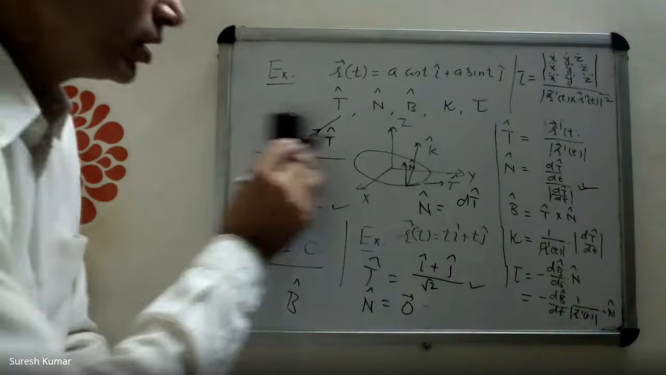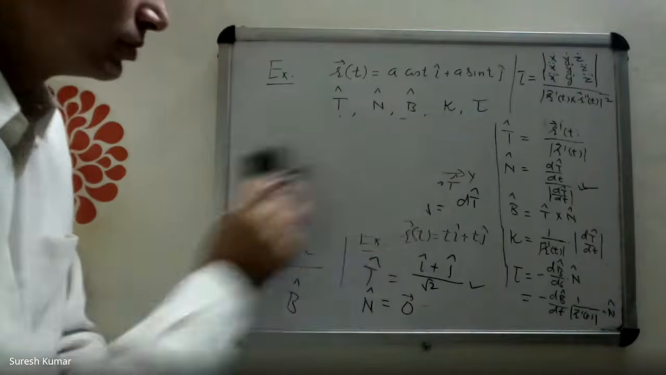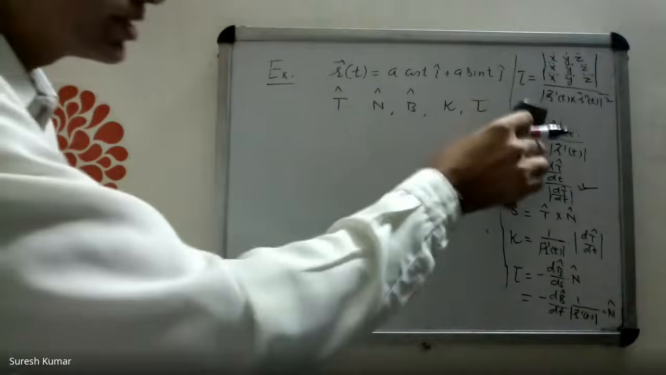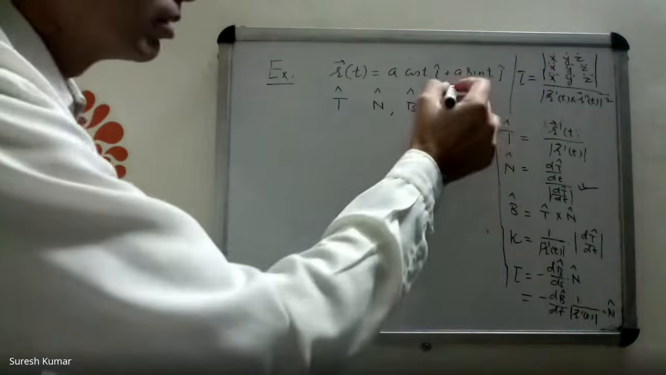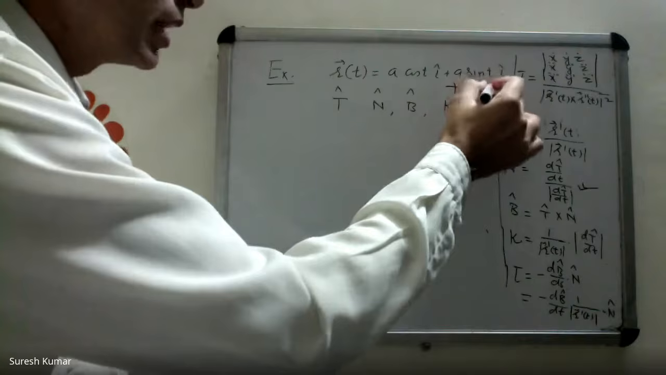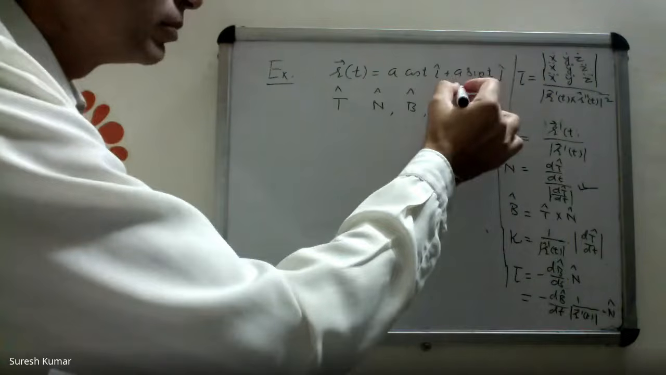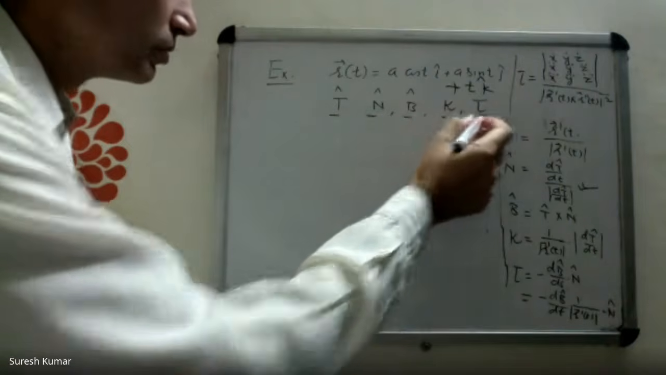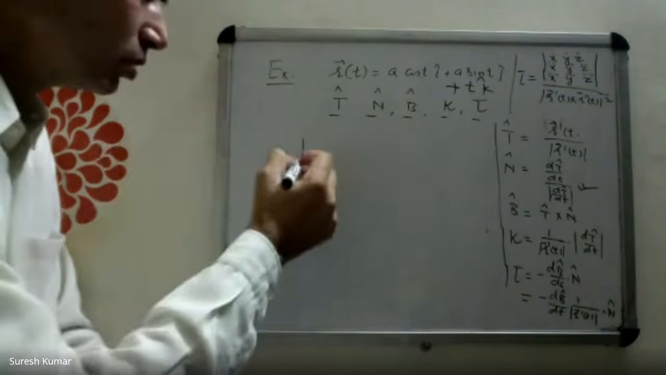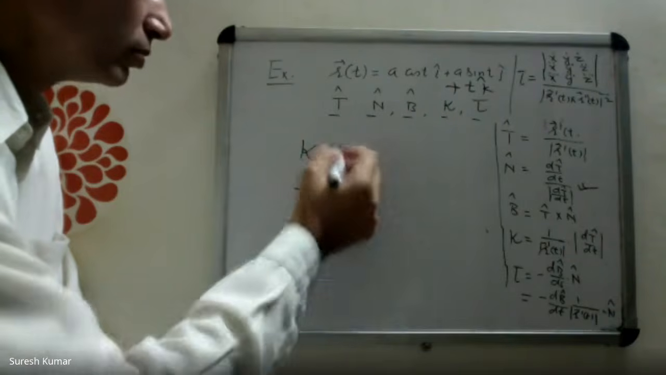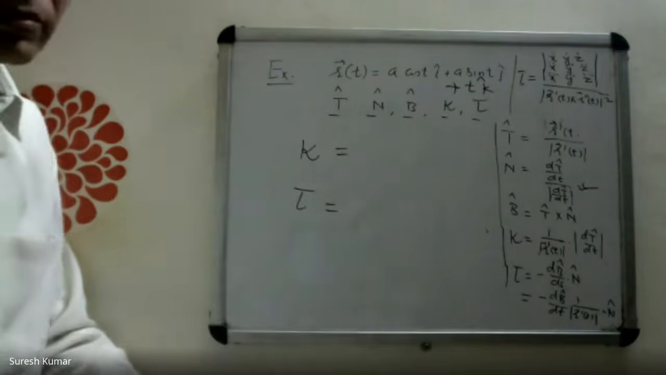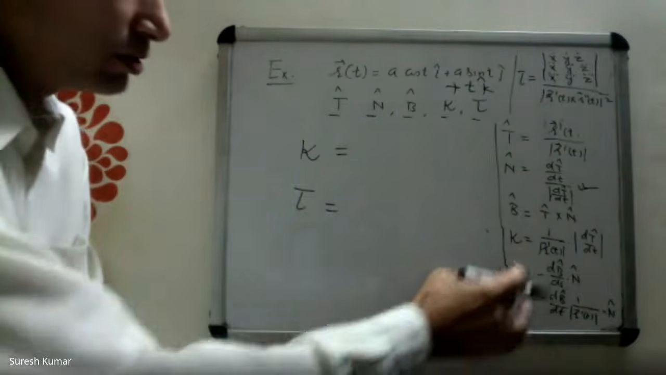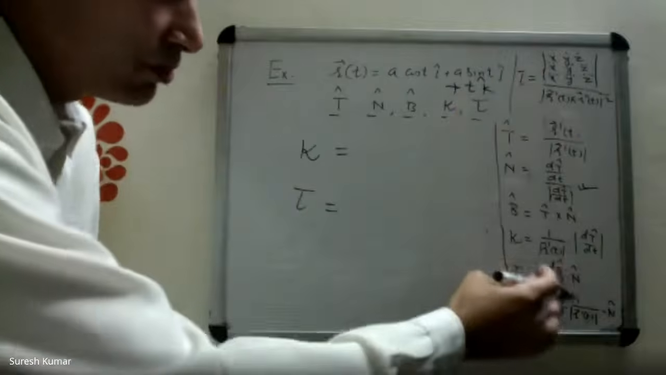Now let me give you another curve. Let me extend this curve. Plus t k cap. You know what it is? It is a circular helix. Now find all these yourself. What I'm interested to know, kappa and tau. I will not do the calculations for this. Formulas are already written. Tau formula is here, kappa formula is here.